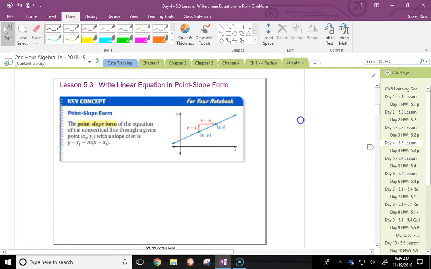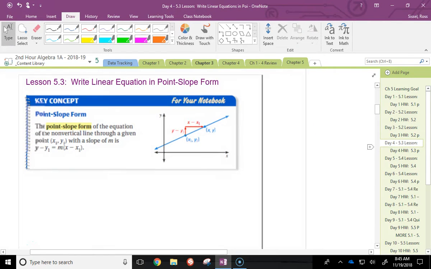Let's look at this part. I told you we're not putting this in our foldable yet. I will have one for you by tomorrow and we'll clean it all up. But we are now going to work with point slope form. Everyone should make sure they're taking the notes on this with me because you have to be able to do this. Point slope form of the equation of a non-vertical line through the point x1, y1 with a slope of m is written this way.